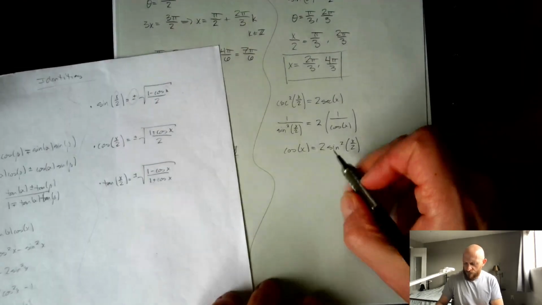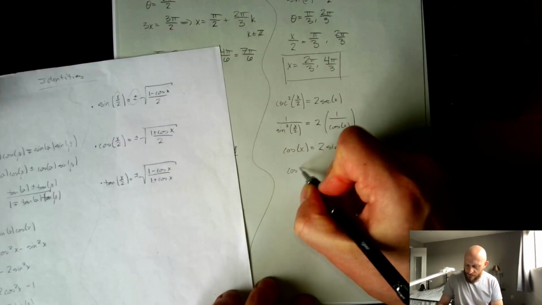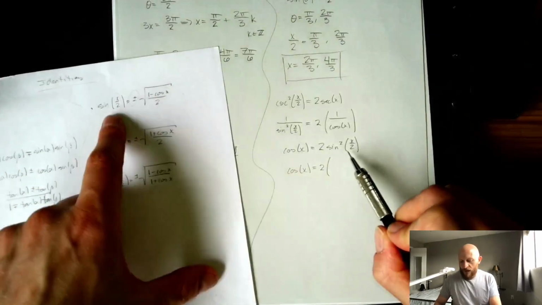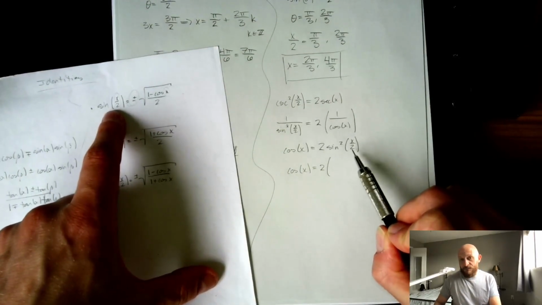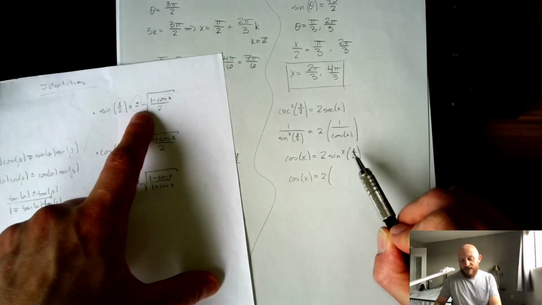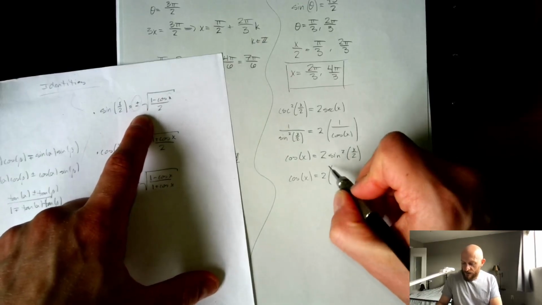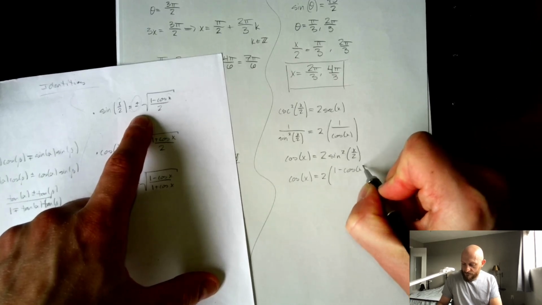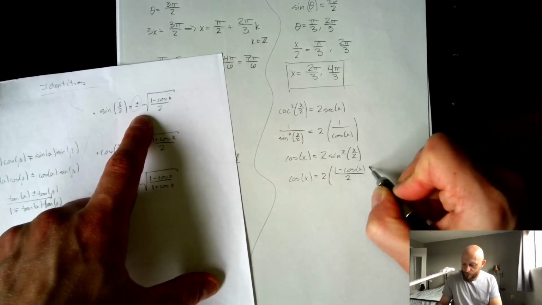So that's what I'll do. I'll rewrite this right-hand side. We get cosine of x is equal to 2 times sine squared of x over 2. Again, the squaring part will just completely get rid of the radical. So this becomes 2 times (1 minus cosine of x) over 2.